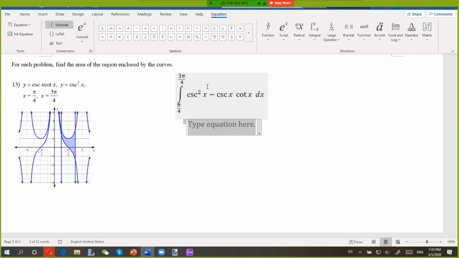So if you derive positive cotangent, you get negative cosecant squared. So if I want to get positive cosecant squared, I should derive a negative cotangent. So my answer would be negative cotangent. And then if I want to get a negative cosecant cotangent, what function would I derive? Cosecant? Cosecant, perfect.